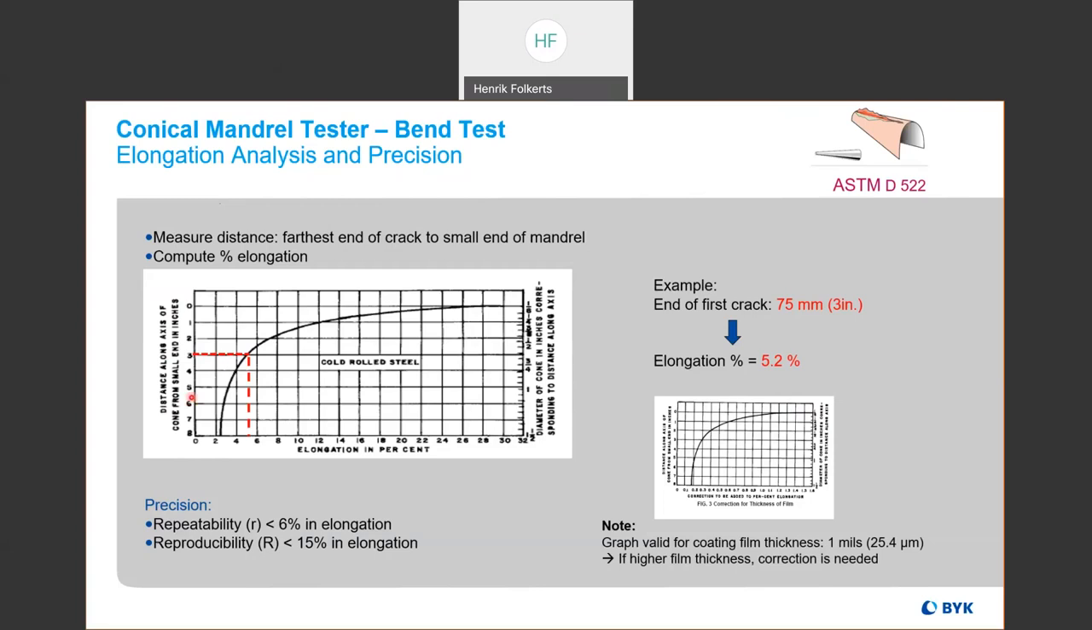For example, the farthest end of the crack is 3 inches. Here, 3 inches, and on the y-axis, you can see the distance. At 3 inches, we put our ruler parallel to the x-axis, here. Where the ruler crosses the curve, we put an imaginary vertical line until it crosses the x-axis. The crossing point on the x-axis marks the elongation in percent. In this example, we have an elongation of about 5.2% here.